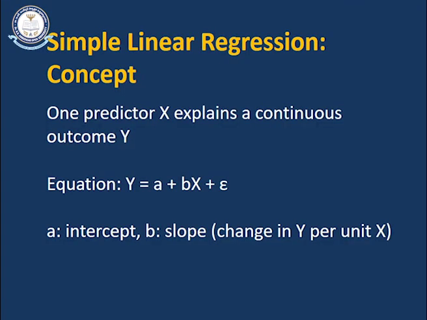So one predictor x explains the continuous outcome y. Look at the equation. Does it ring a bell in your head? Yes, you are right. Look at this equation: Y equals a plus bx plus e. Here a is the intercept, b is the slope, and when you say slope, any change in y per unit of x will be reflected in the slope.